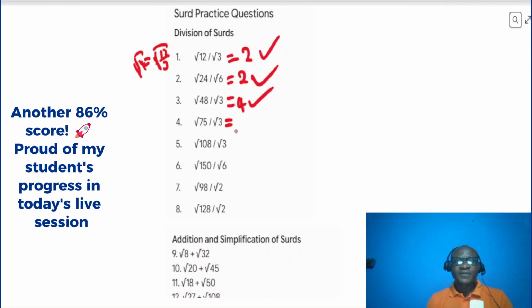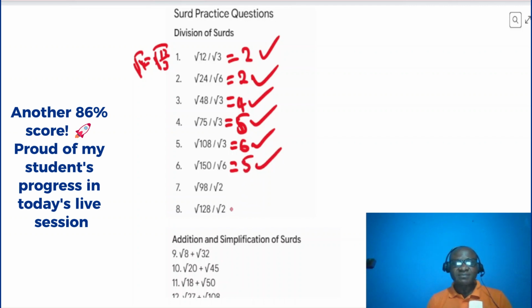5. Divide 75 by 3, that is 25. Square root of 25 is 5. Correct. Number 5. 6. Okay, 108 divided by 3 will give us 36. Square root of 36 is 6. Number 6 is 5. 150 divided by 6 is 25. Square root of 25 is 5.